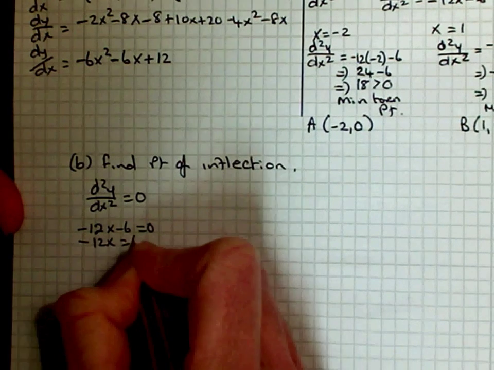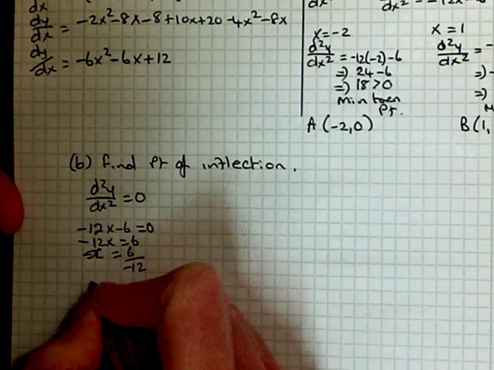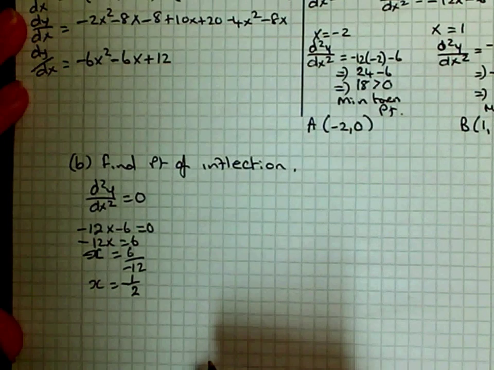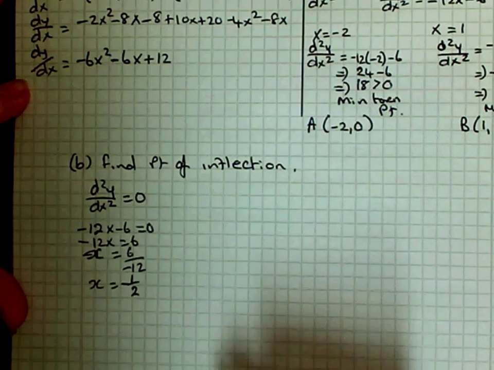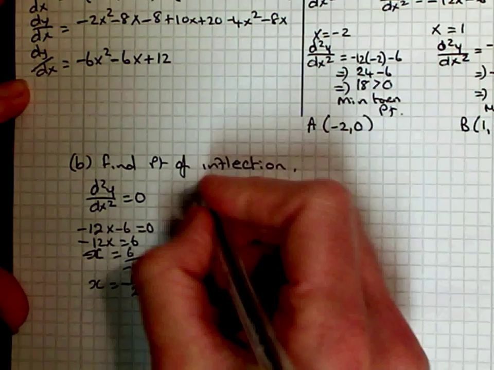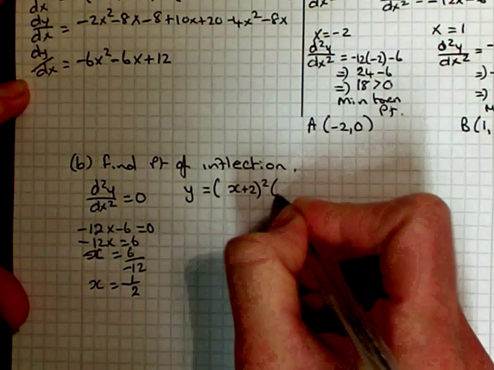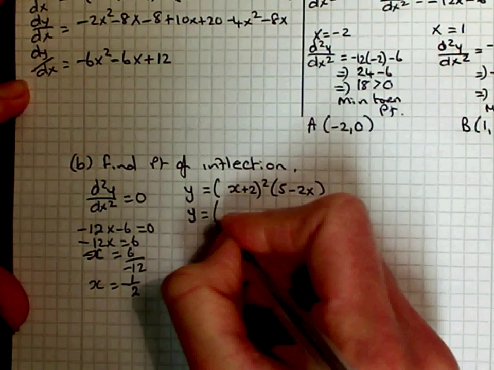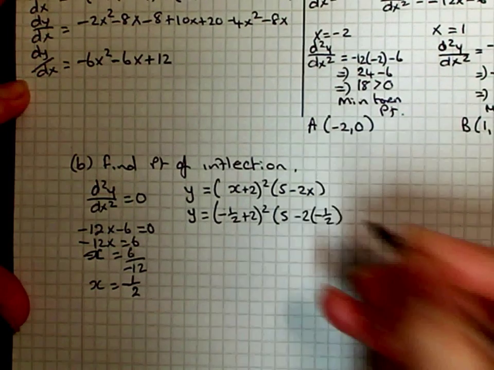Minus 12x is equal to 6. My x is equal to 6 divided by minus 12. X is equal to minus a half. So what you do then is you find your corresponding y value. Okay, so you're asked to find the coordinates of the point of inflection and mark it on the diagram. So y, or f of x, was equal to x plus 2 all squared by 5 minus 2x. So everywhere we see x, we put in minus a half. So we have minus a half plus 2 all squared by 5 minus 2 by minus a half.